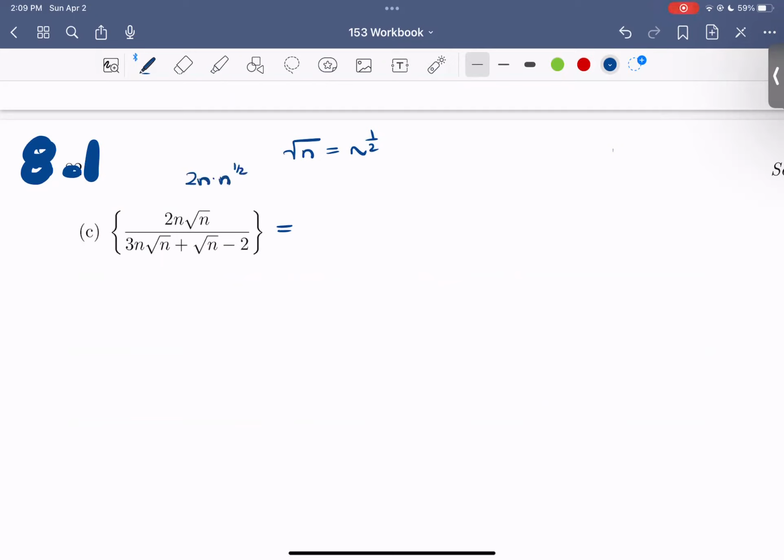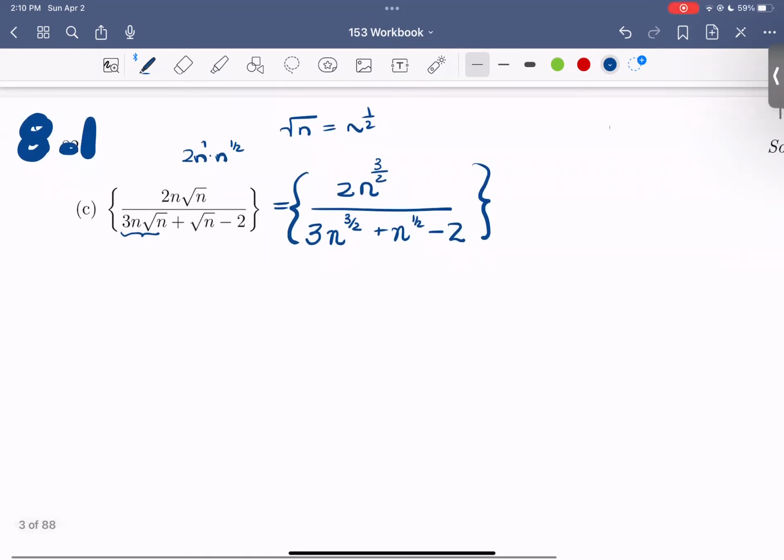Because we have n, same base, we just add exponents. And this n has a 1 exponent, we could say, if we wanted to actually write it out. So we add exponents, we get 1 plus 1/2, or 3/2. So the numerator just becomes 2n to the 3/2. Then what happens with the denominator? Well, that first term is similarly treated. So we get 3n to the 3/2 plus n to the 1/2 minus 2. So we can also write our sequence like this using exponents.